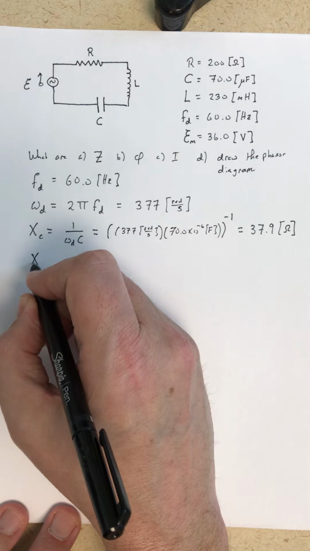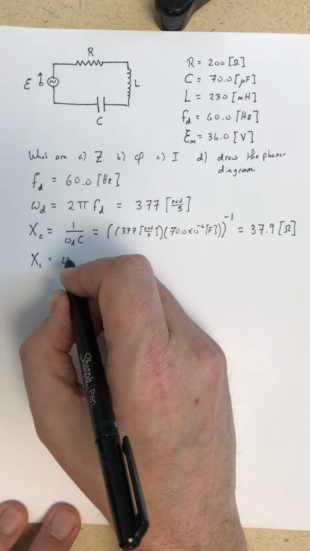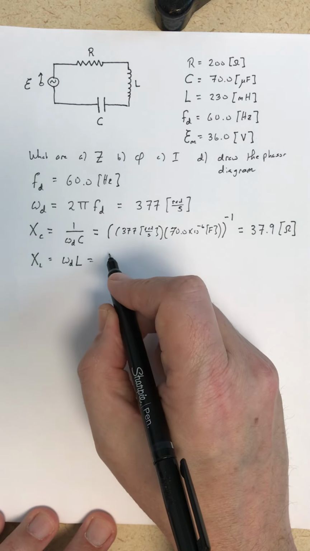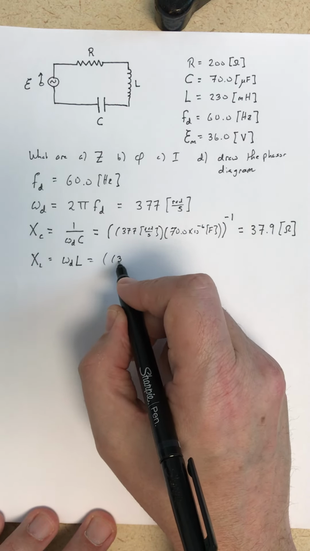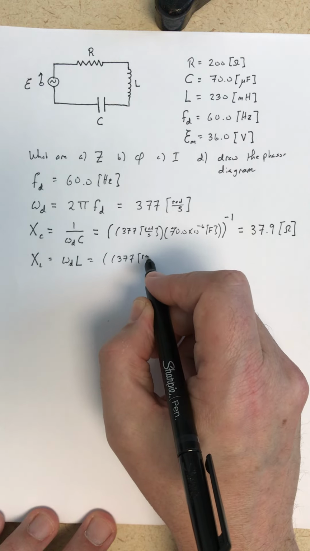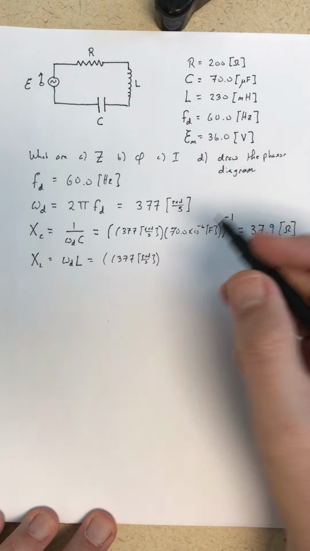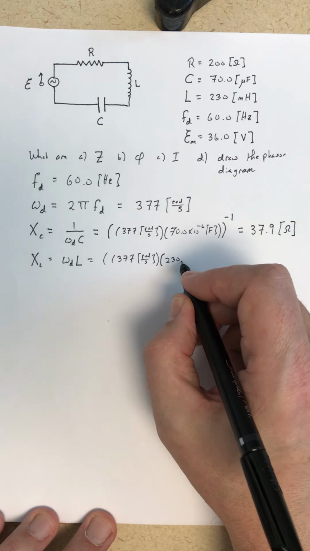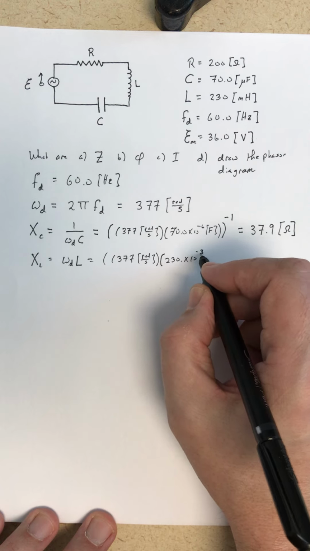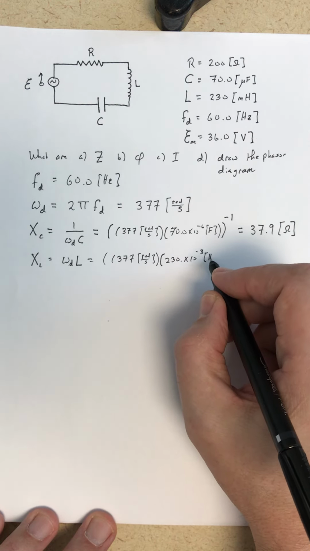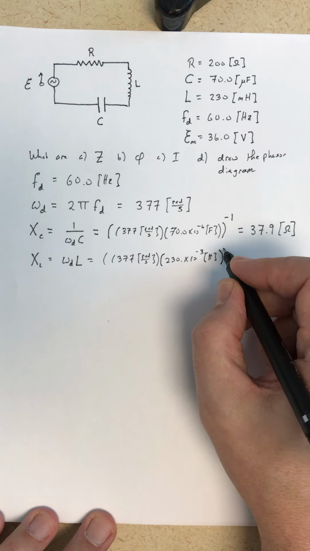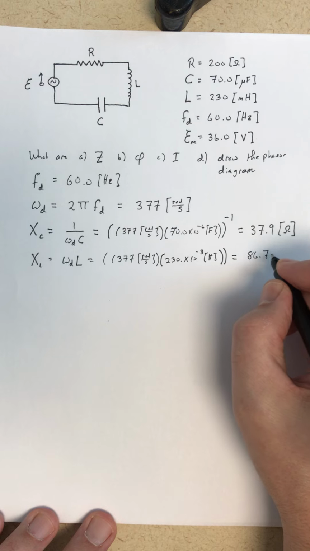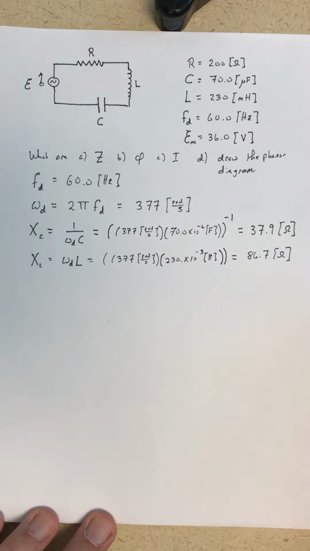The inductive reactance is the driving angular frequency times the inductance. So that's going to give us, again, the 377 radians per second. And the inductance was 230 millihenries, so 230 times 10 to the minus 3 henries. And that works out to be 86.7 ohms.